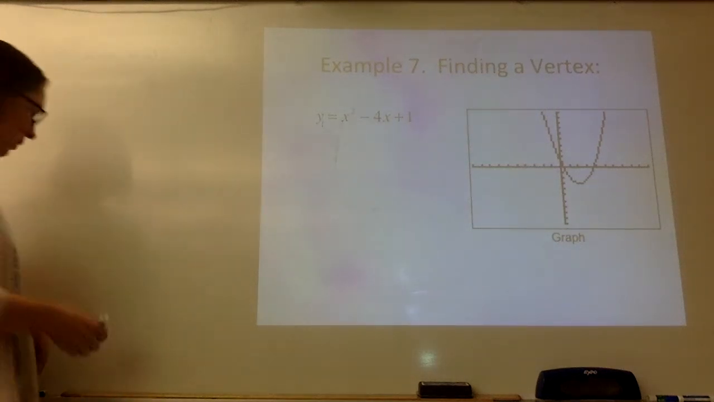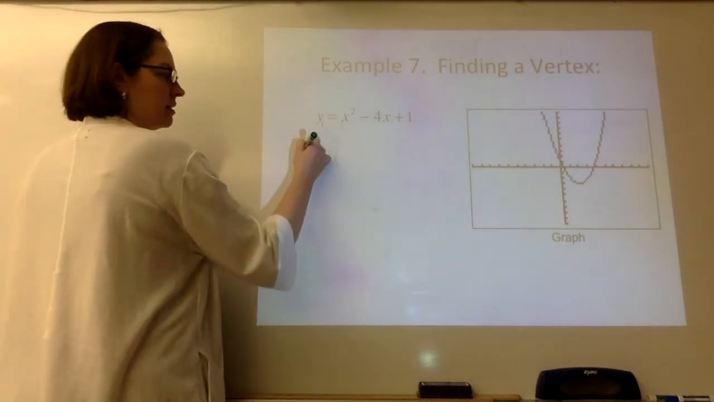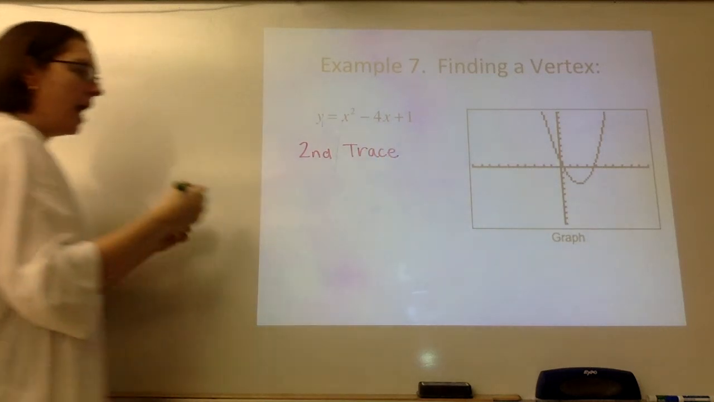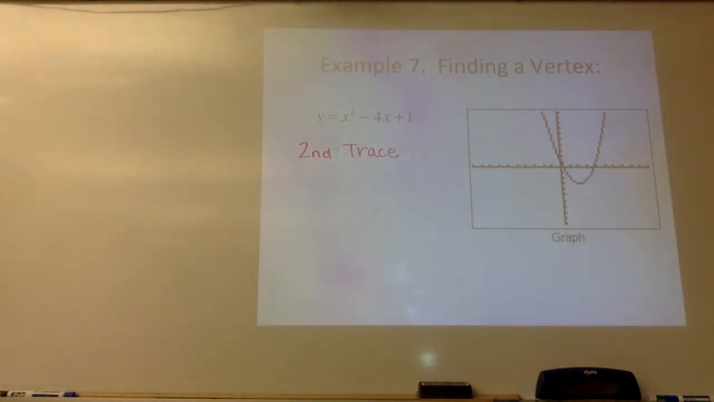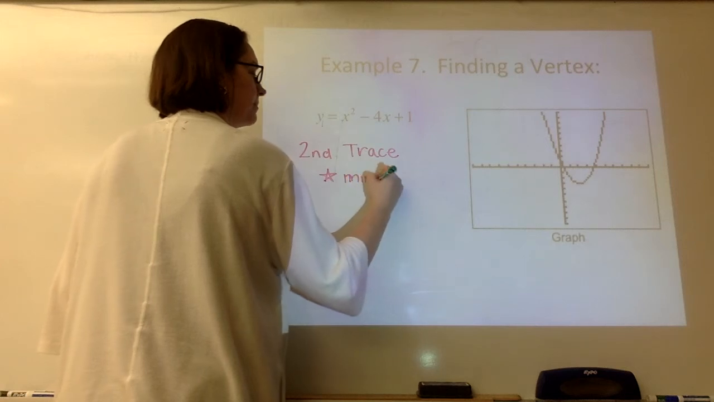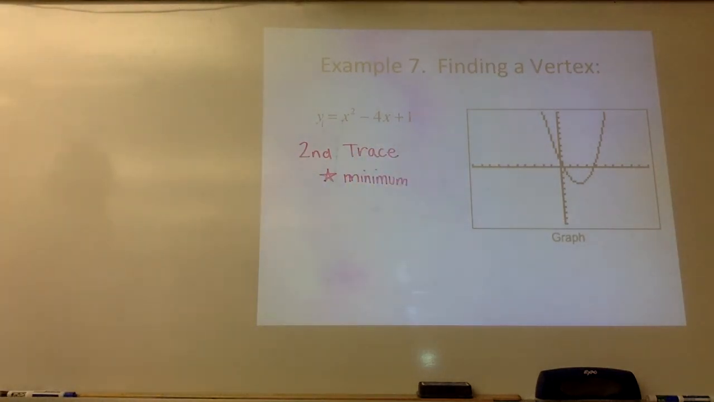So we're going to actually go into the command of second trace. And you have to be a little bit aware. Do you think with this picture I would have a minimum vertex or a maximum vertex? A minimum. So the point that is going to be the lowest in this one is going to be the minimum. And what does it prompt you when it says minimum?